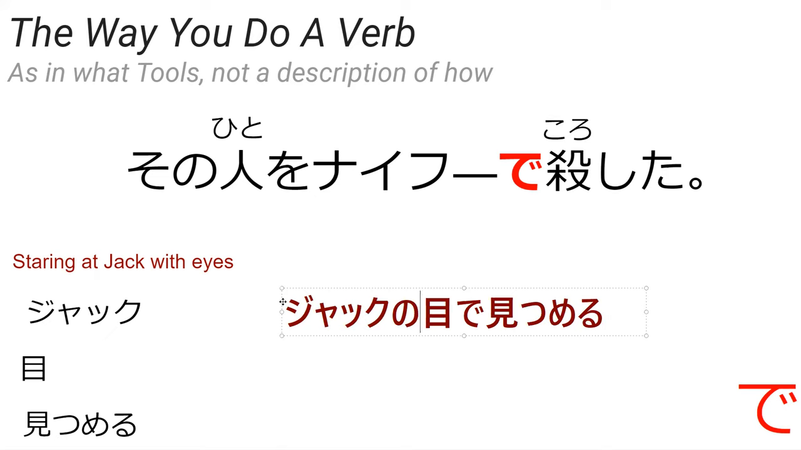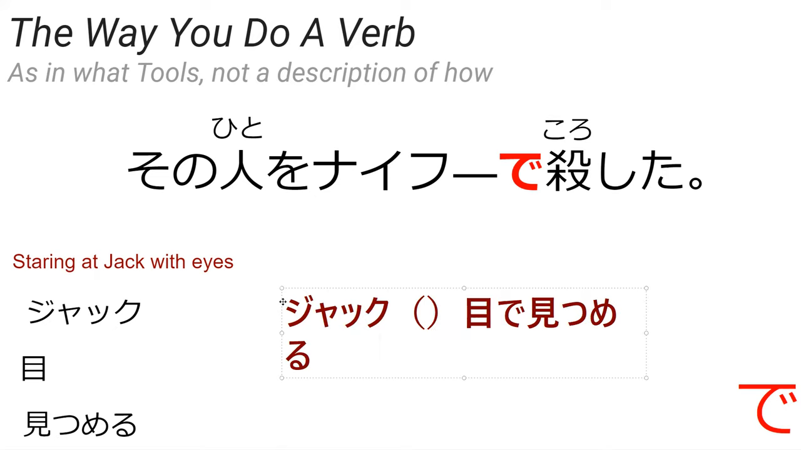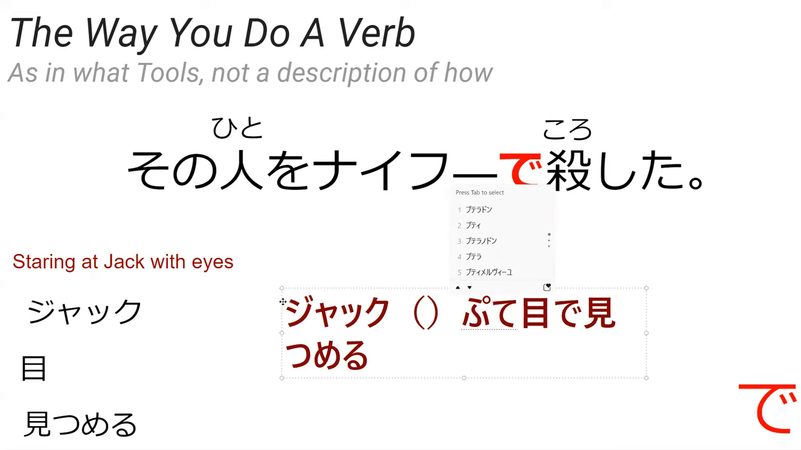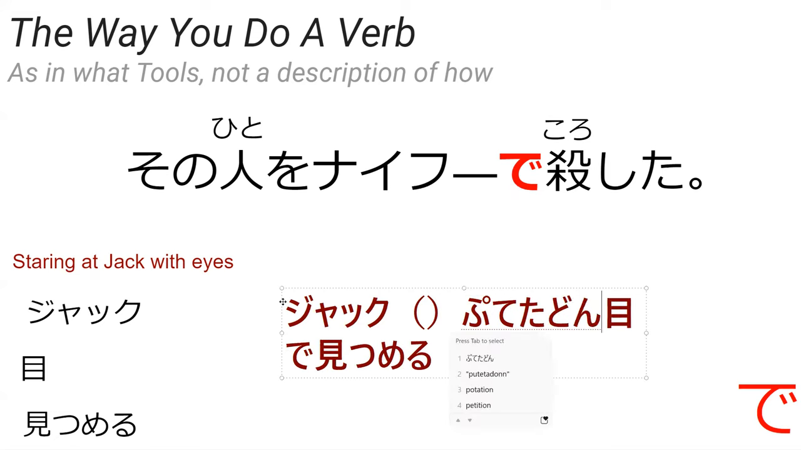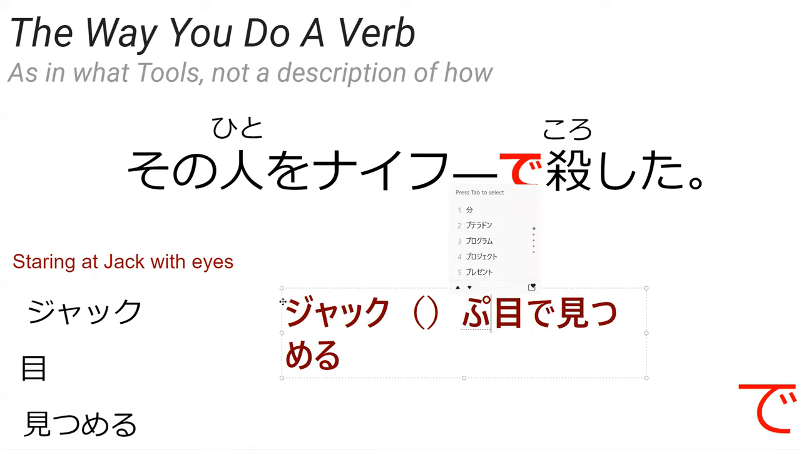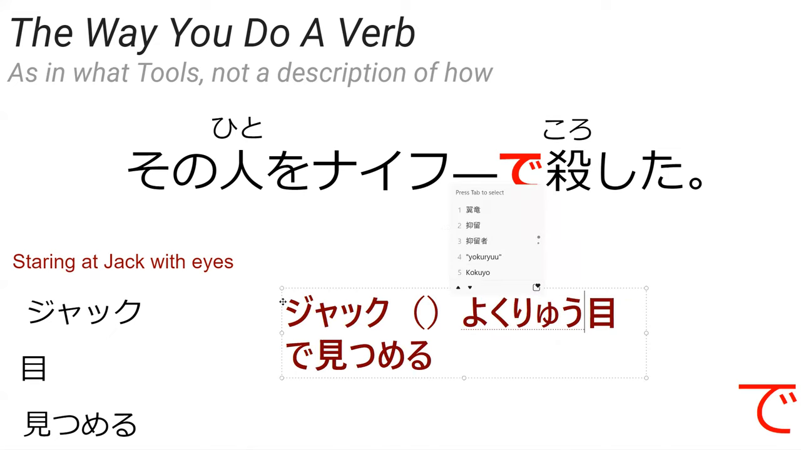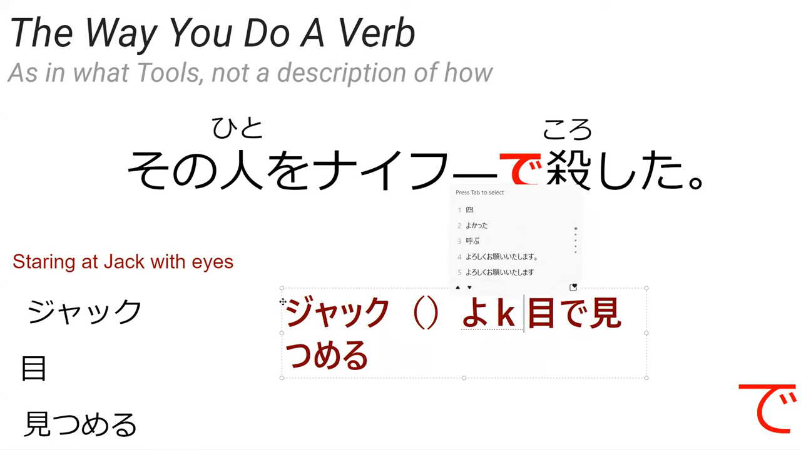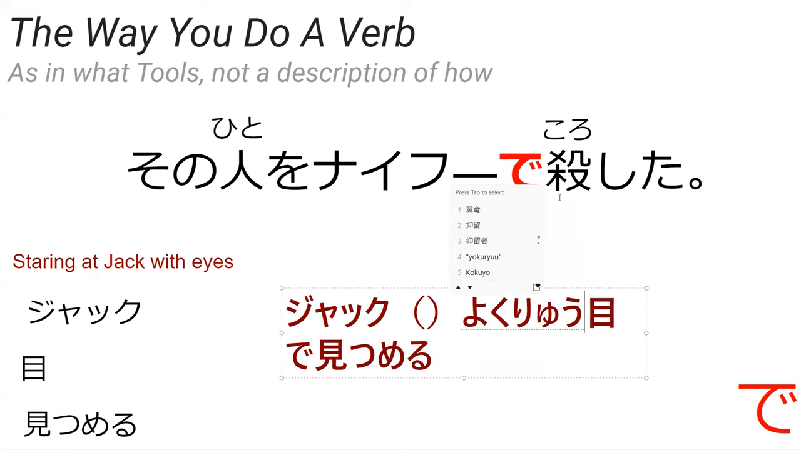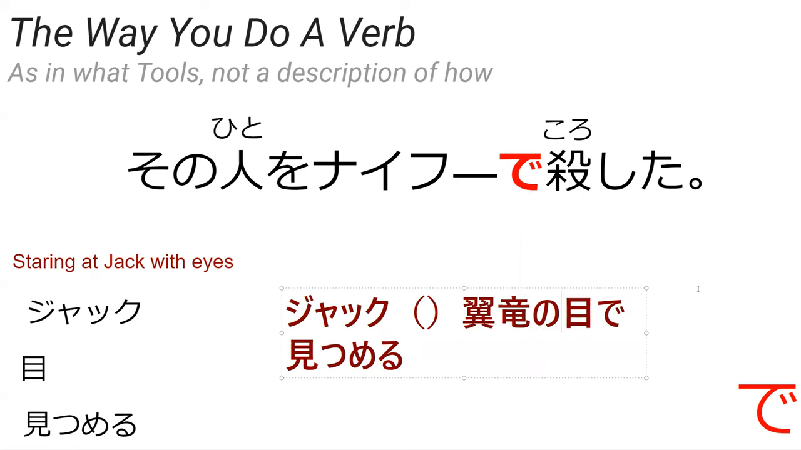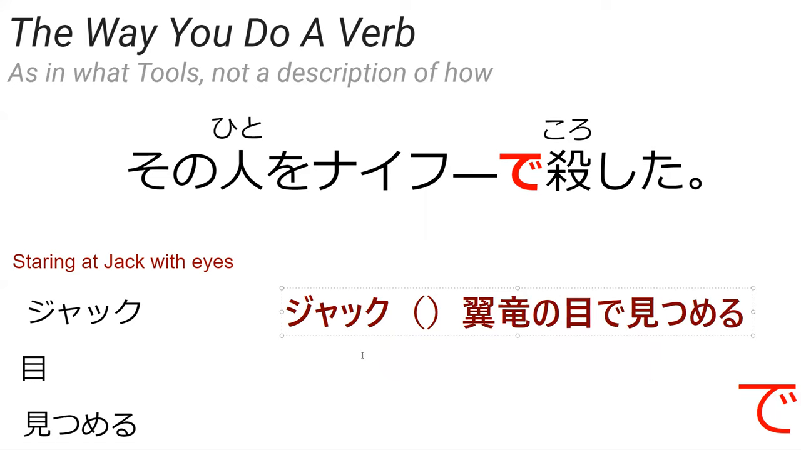So the staring at Jack with eyes isn't really mentioned whose eyes we're using right here, but I'll say the Pteranodon. I'll say yokuryu. Yokuryu no me de mitsumeru. Staring with the Pteranodon's eyes.